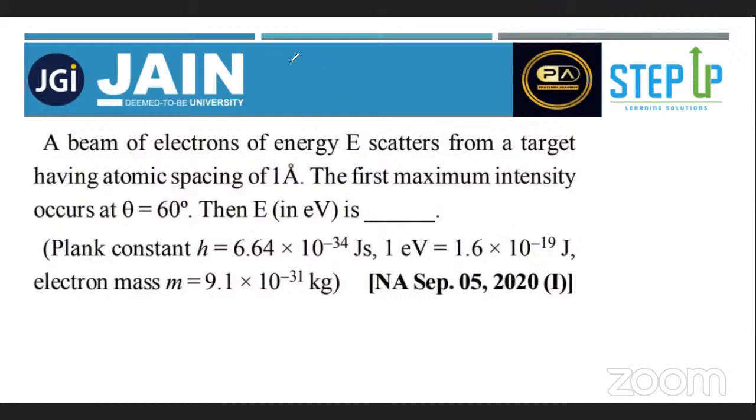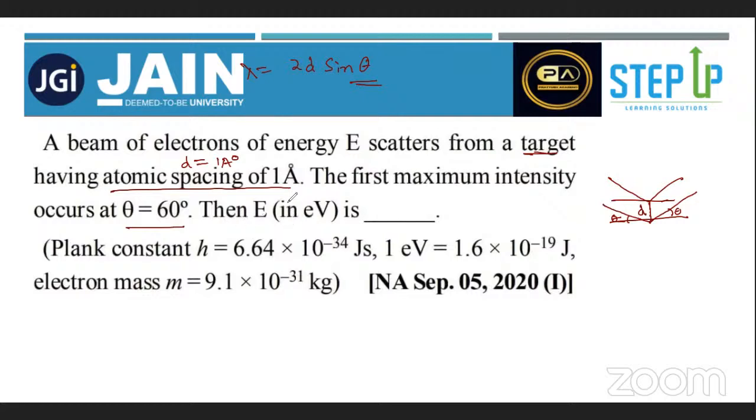Here we need the Bragg equation, that is lambda is equal to 2d sine theta. Basically, we have two surfaces here. If there is light falling on this, theta is the scattering angle, and this distance is small d. So, 2d sine theta. A beam of electrons scatters from a target having an atomic spacing of 1 angstrom. So the atomic spacing is given to you, and d is the atomic spacing. The first maximum intensity is at 60 degrees. Then you have to find the energy in electron volts.